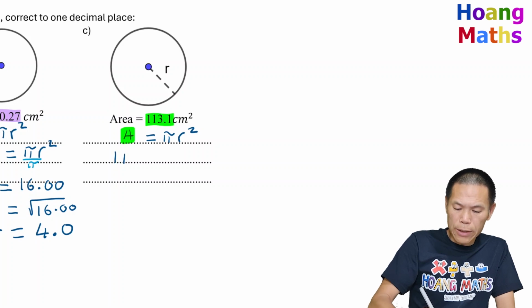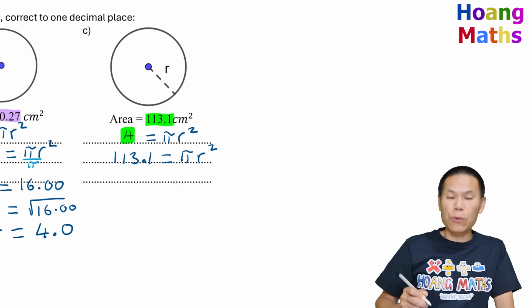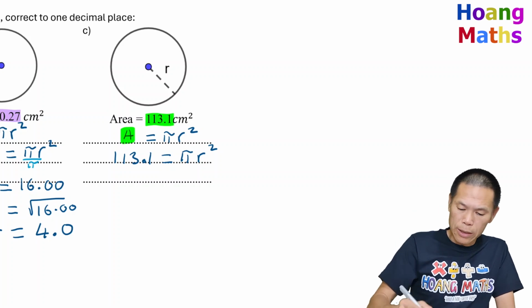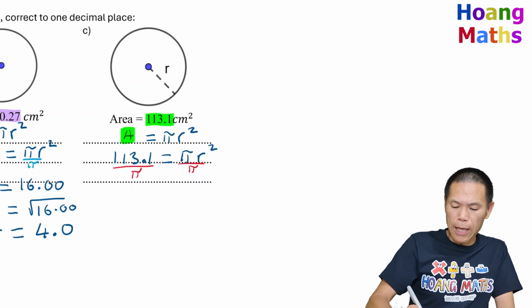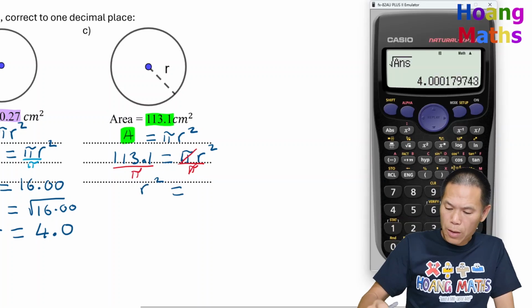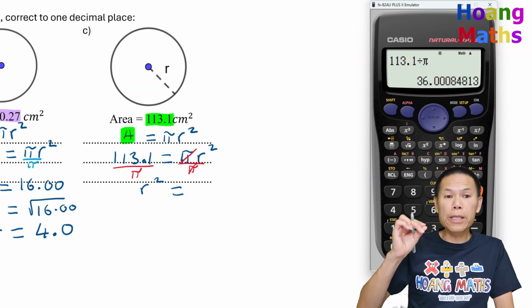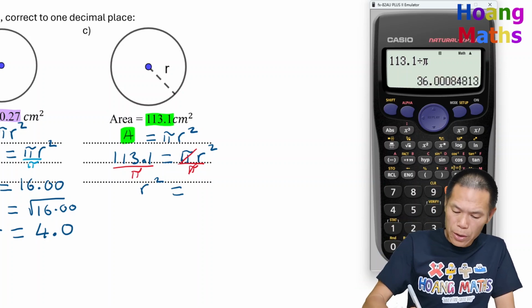So 113.1 equals pi times the radius squared. Now we just need to solve for the radius. So I just divide by pi on both sides. Of course, I need to do the same thing on this side. That cancels out. So r squared equals 113.1 divided by pi, which equals 36.0 and so on.